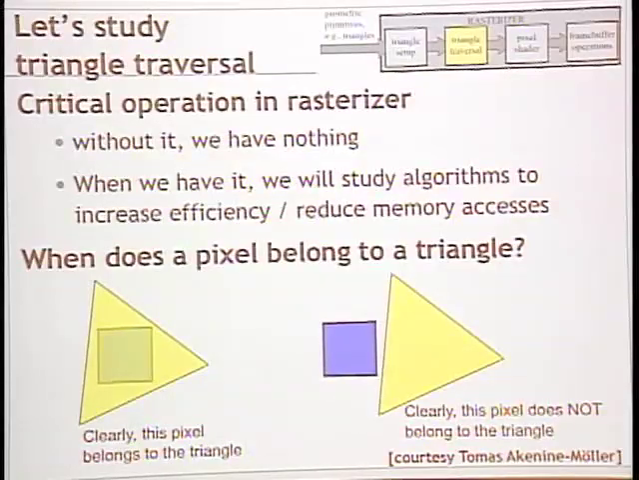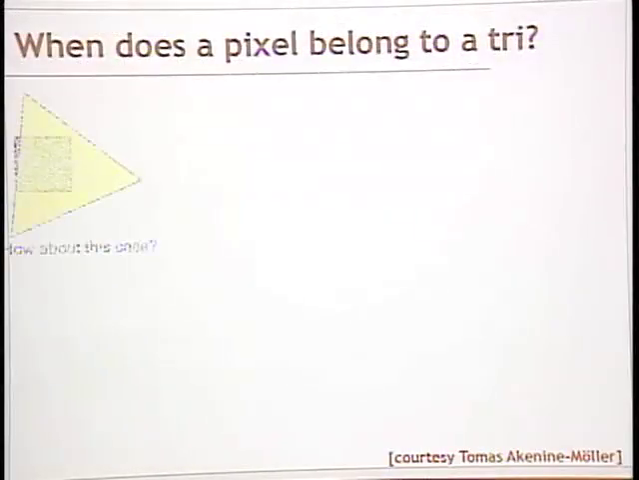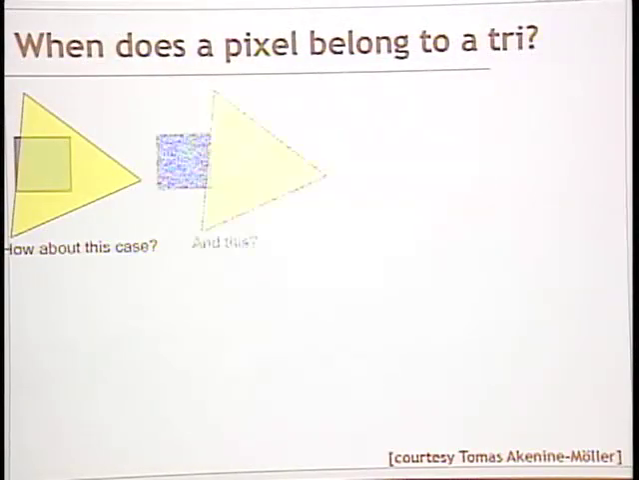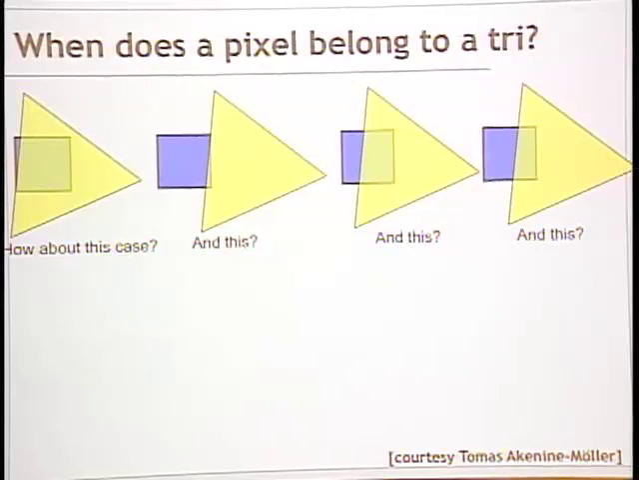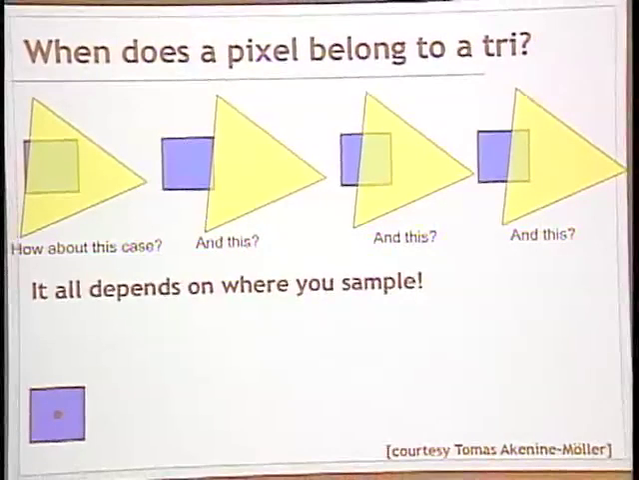But then the question is, what happens here? Do we count that pixel? Do we count that pixel? What about these? It starts to get a little bit harder, because we're going to have an intersection here. So the really important thing is what we call a sampling point. We have to sample the triangle at certain points that are associated with the pixels. These are sampling locations.